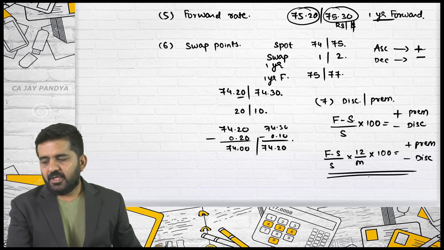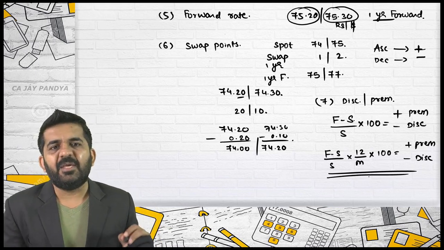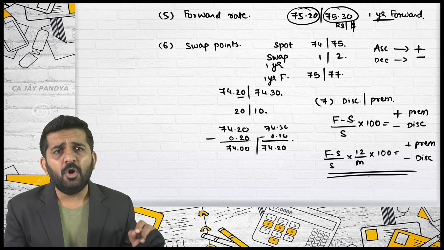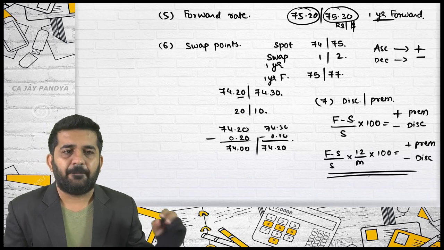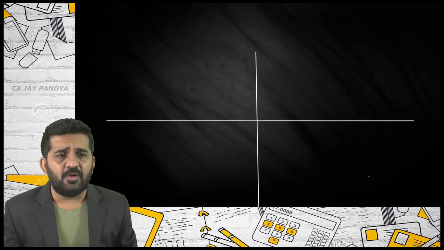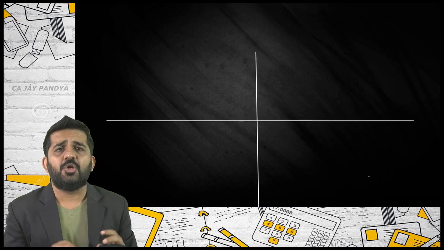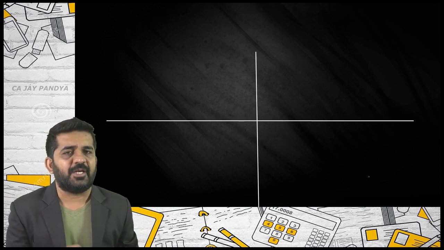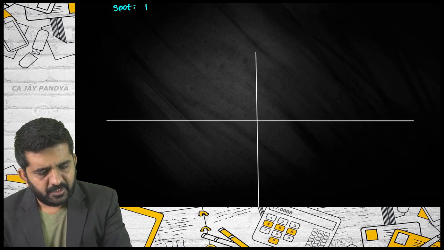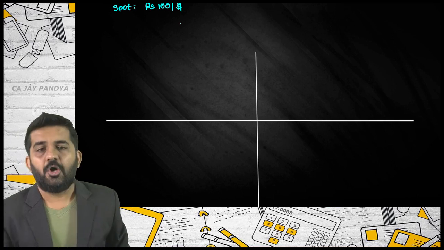Then we went to PPP, that is the purchasing power parity theorem, also the interest rate parity theorem. We will be revising in a small way. Please understand this chart and you will always understand the purchasing power parity theorem or interest rate parity theorem. Suppose the spot rate of dollar is rupees 100 per dollar.